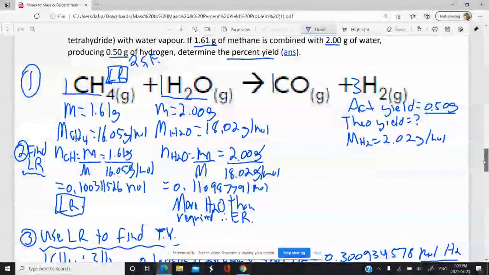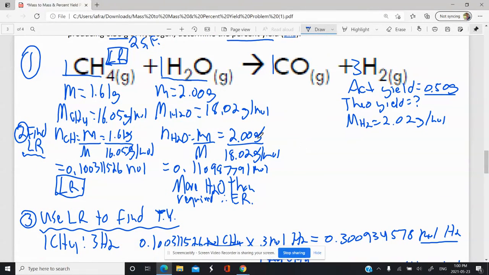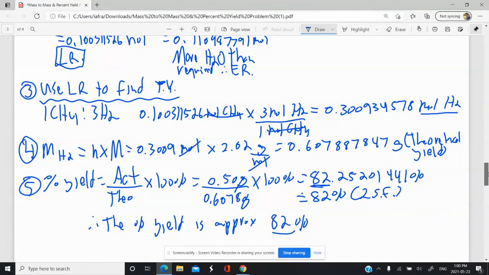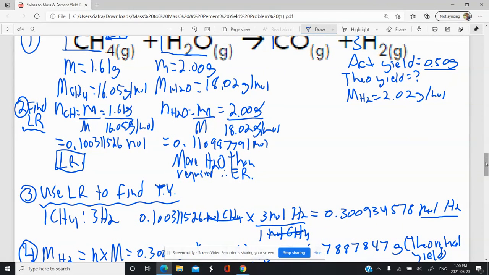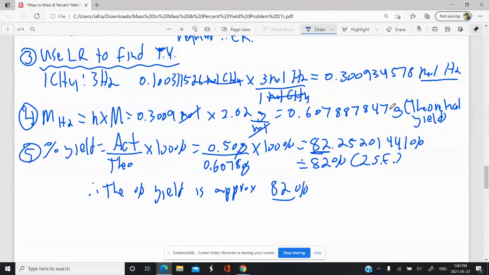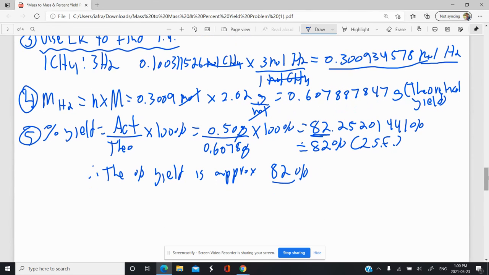So notice it was very similar to the last question we did. The main difference is that we had to find the limiting reactant to find our theoretical yield, which we said was about 0.6 grams. And just remember that whenever you find your theoretical yield, it does need to match the actual yield when you're doing the percent yield. So that's why we have to convert it into the mass first to do our percentage yield there.